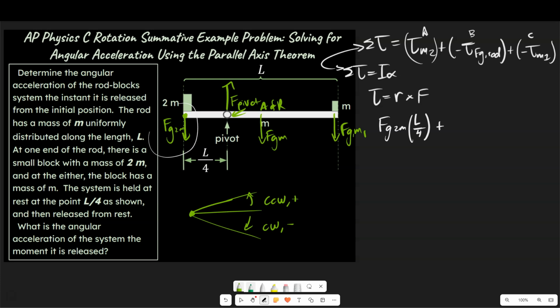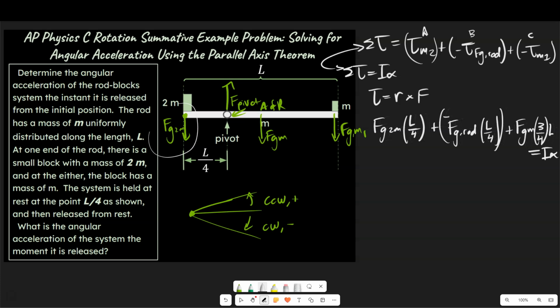Alright, so let's continue with the problem. This B term over here, let's think about what this would be. It's the torque from the force due to gravity of the rod. So let's just say Fg rod, and let's think about what our distance is. Our r vector is going to be L over 4 as well. Now this actually we need to make into a negative term because it's going to cause a clockwise rotation. Alright, let's do our C term over here. Our C term is just going to be the force due to gravity for the mass times the r vector. That r vector in this case is going to be 3/4 L. Okay, and I'm sort of running out of room, but all of that is equal to I times alpha.